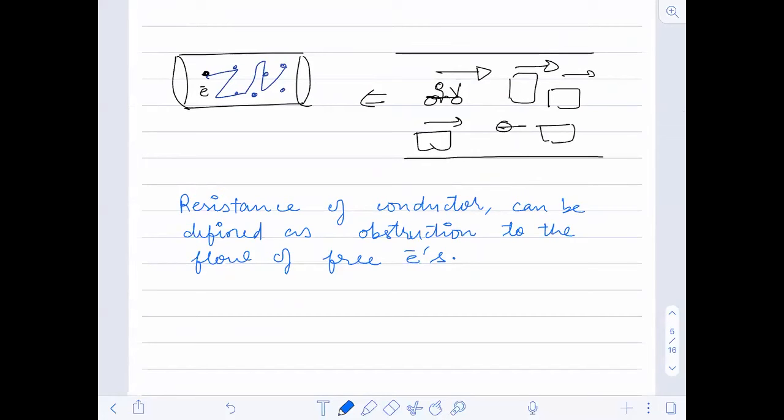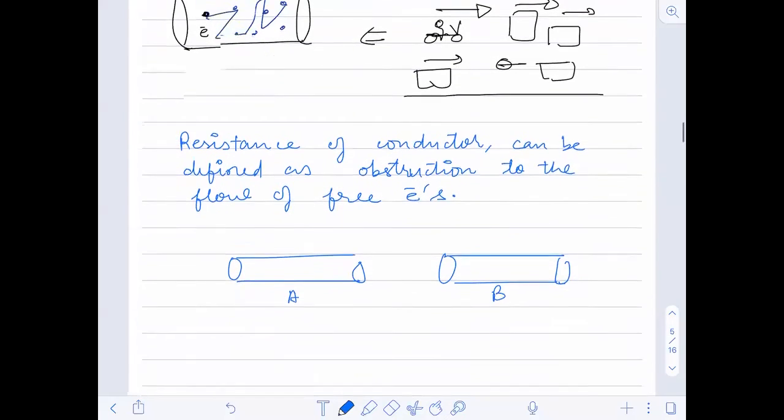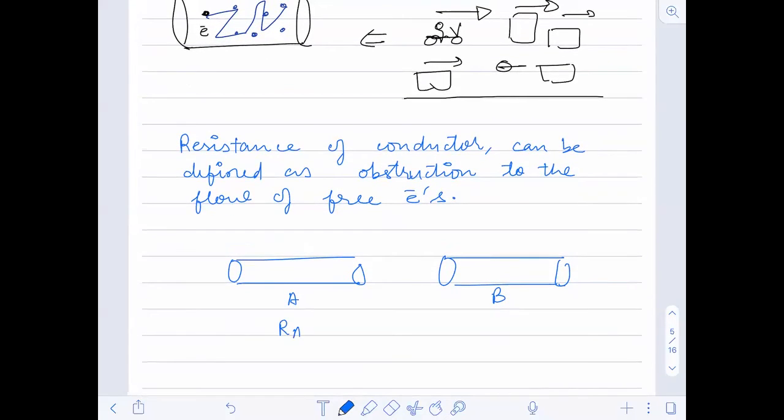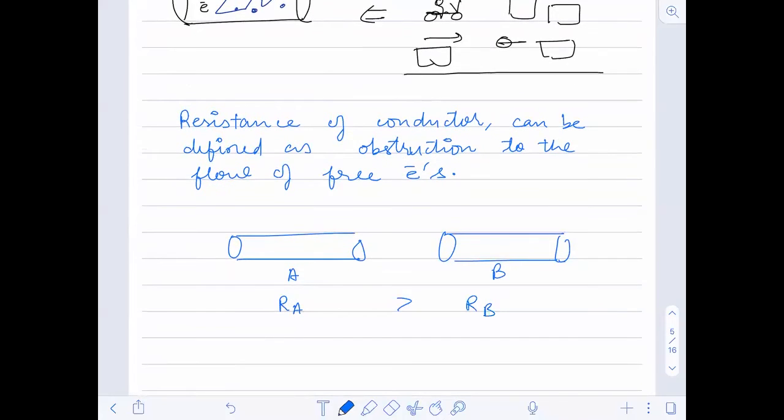Okay. Just now I explained that suppose a conductor, if a body is having... I'll take an example and try to explain it to you. Suppose this is conductor A and this is conductor B. Now if I say RA is greater than RB, and given that the physical conditions are the same, then what can you think about this?